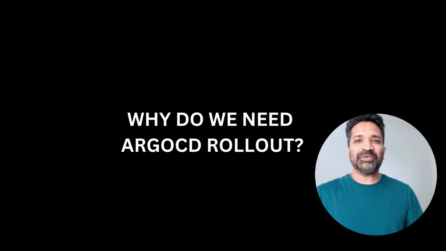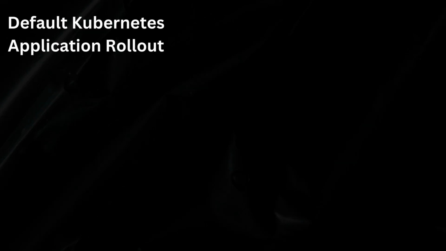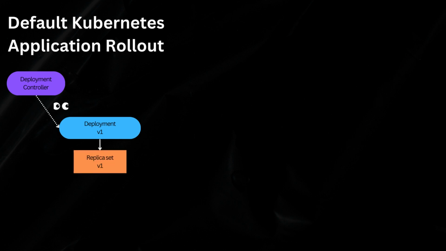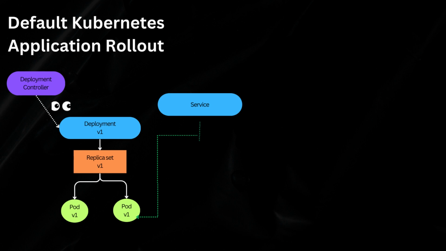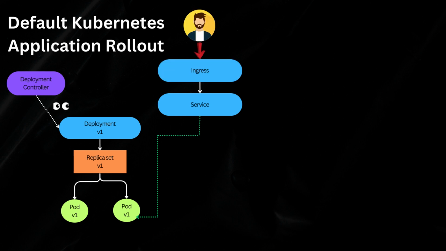Before we deep dive into ArgoCD Rollout, we need to understand why we need it and what problem it solves. Let's say we want to deploy an application on a Kubernetes cluster. For that, we define a deployment resource containing the image version. Deployment controller creates a replica set which in turn creates pods. A service is created for within cluster communication and ingress for exposing the service to external clients.